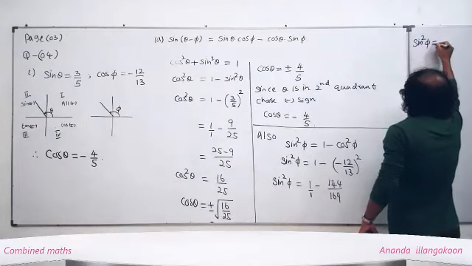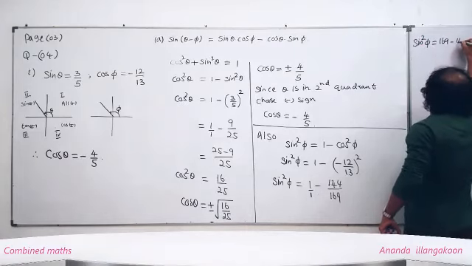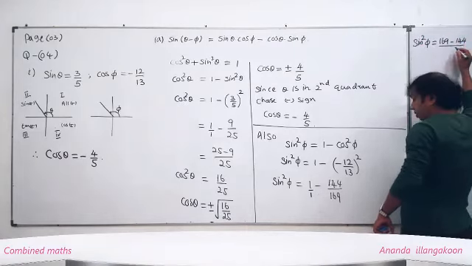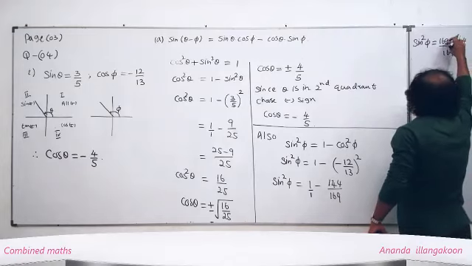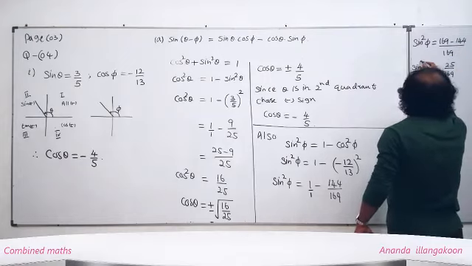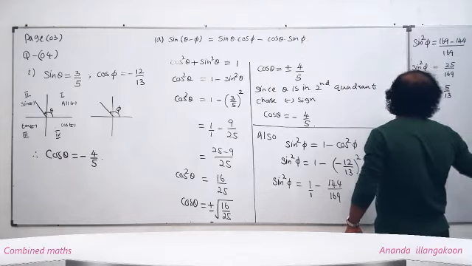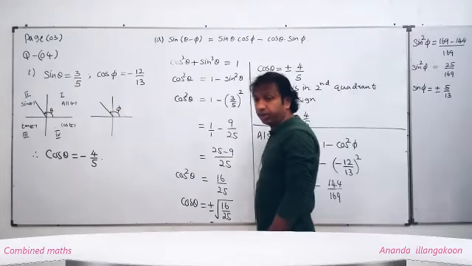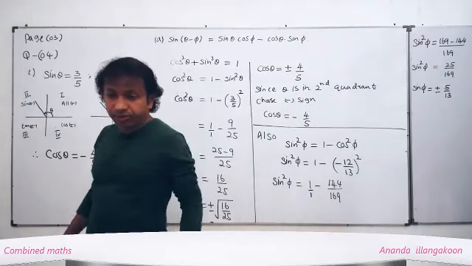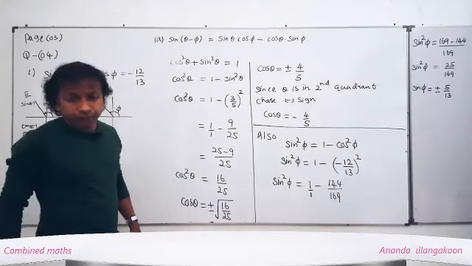Sine squared phi is equal to 169 minus 144, divided by 169, people. 169 minus 144 is nothing but 25. Then we take the square root: sine phi is plus or minus 5 by 13. The square root of 25 is 5, and that of 169 is 13.